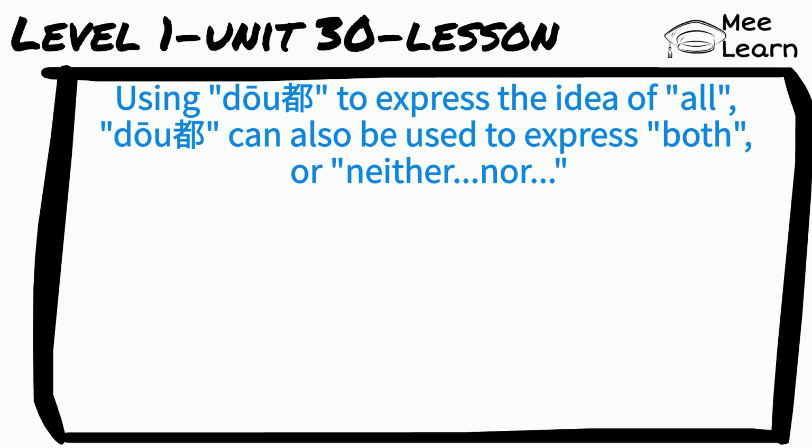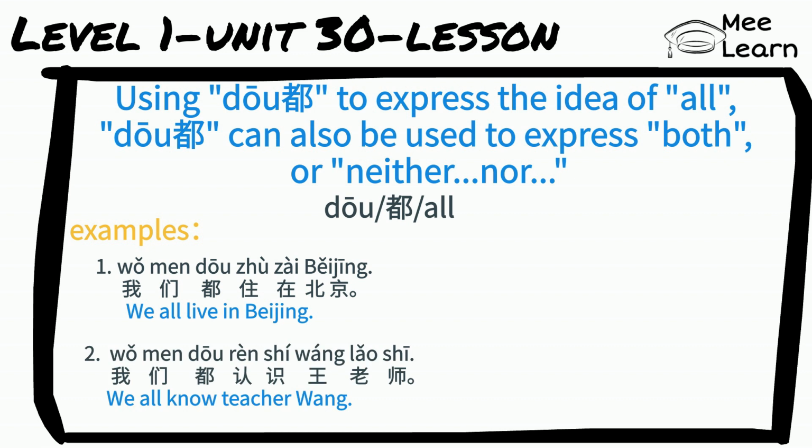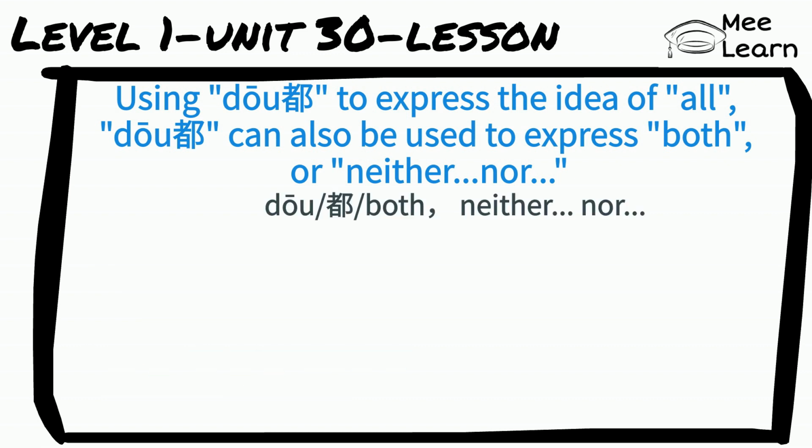Let's look at some more examples with 都 used as all. For example, 我们都住在北京。We all live in Beijing. 我们都认识王老师。We all know Teacher Wang.